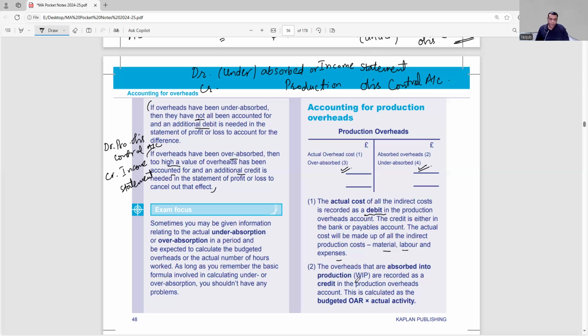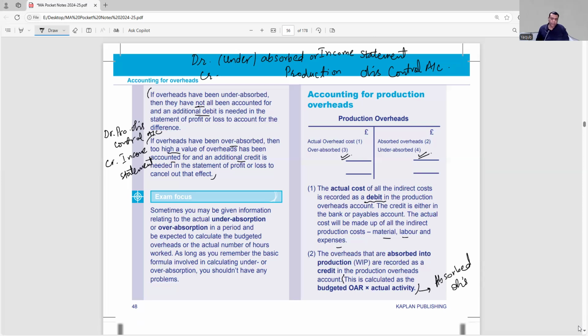Overheads that are absorbed in production are recorded and credited in the production overheads control account. This is calculated as OAR into actual activity. So this is the formula of absorbed overheads which we used earlier. This formula is saying our OAR is multiplied with actual activity level. Ultimately, whenever you have under absorbed, it is debited against the production overheads control account, and that is why it is shown on the credit side of the production overheads control account. Whenever we have over absorbed, it is credited against the production overheads control account, and that's why it is shown on the debit side of the account.